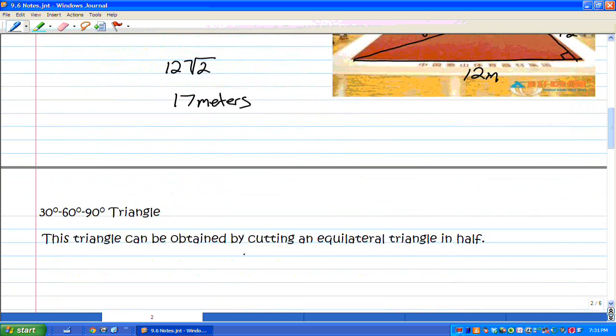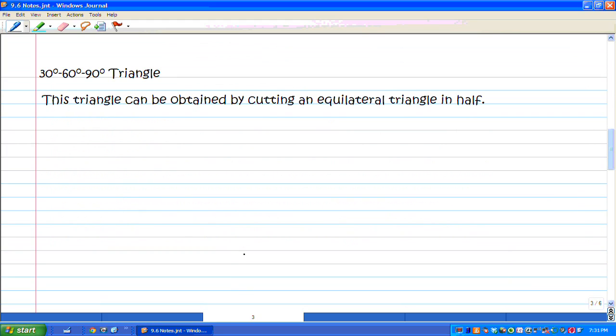The next one is a 30, 60, 90 triangle. This one could be obtained by cutting an equilateral triangle in half. So let me try and draw an equilateral triangle the best I can. That's not too bad. All right, one of the things that we know about an equilateral triangle is that all of the angles are the same. They are all 60 degrees because the sum of them has to be 180 degrees. We also know that all of the sides have the exact same length.